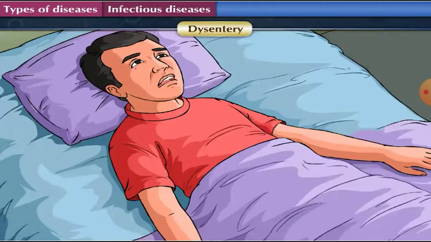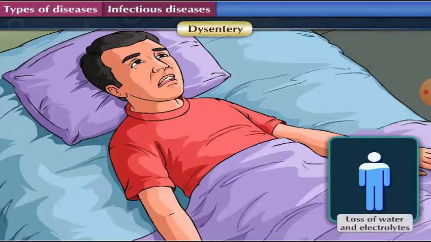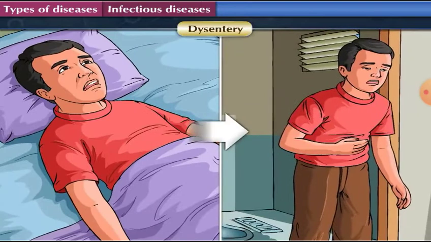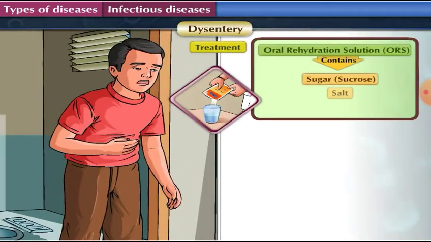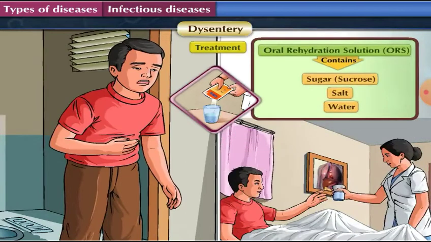In dysentery, there is a great loss of water and electrolytes due to watery stool. Hence, ORS is given to the patients to treat severe dehydration.